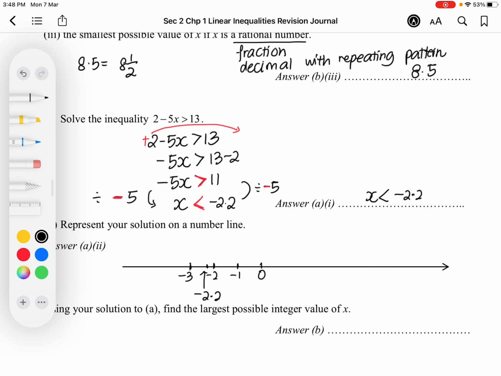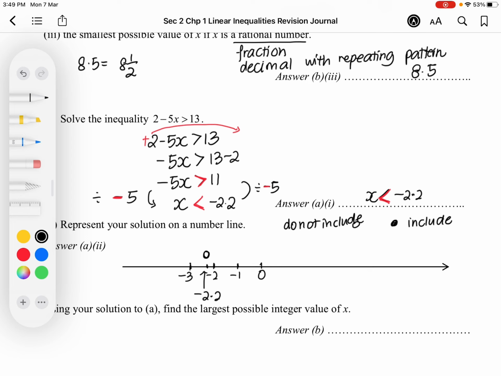Now, do I use an empty circle or do I use a solid circle? Solid circle means I have to include 2.2. But empty circle means I do not include the number 2.2. So in this case, since this inequality symbol here is less than, and did not say equal to, I have to use an empty circle.